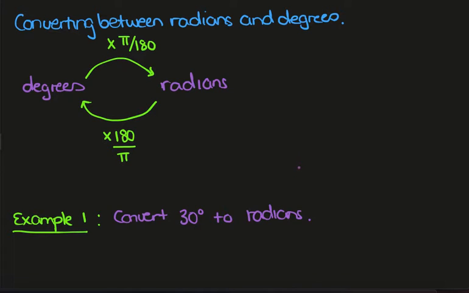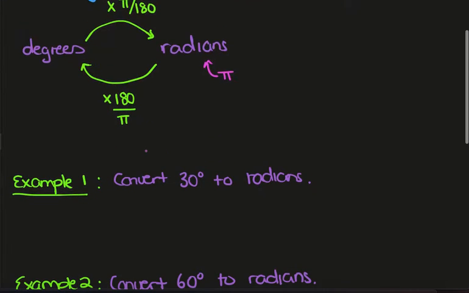Okay, so in this video we want to look at converting between radians and degrees. The main idea is that radians will always have a pi in them. So when we convert from degrees to radians, we want to multiply by pi and divide by 180. If we go from radians to degrees, then we want to multiply by 180 and divide by pi.